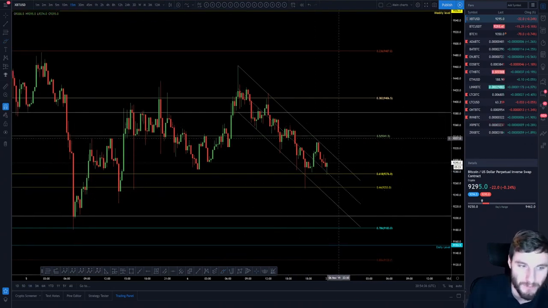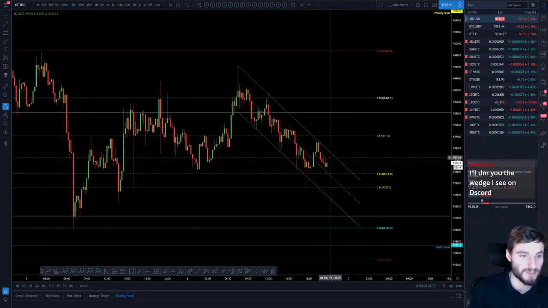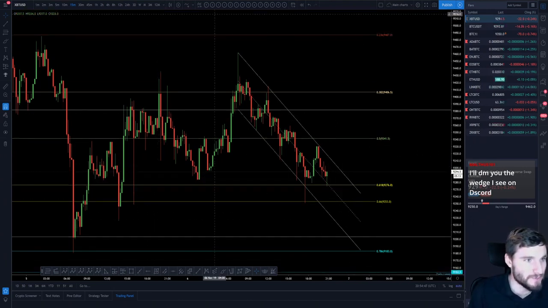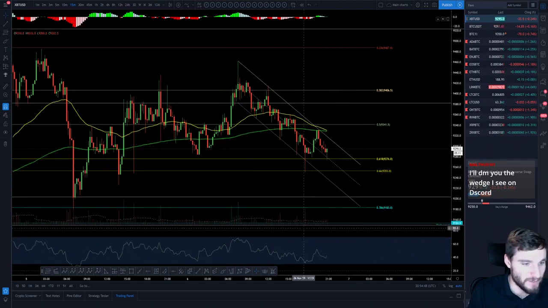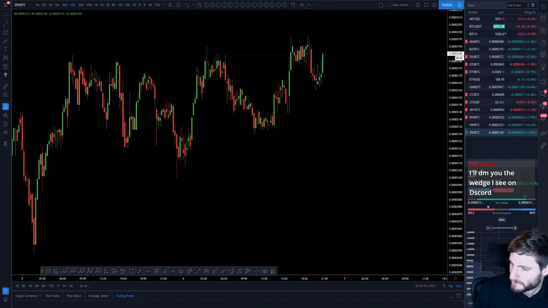If you start breaking up from here, especially 9,330, I could close out this early, if I'm honest, and look for a long. So yeah, I don't think it's a picture perfect falling wedge in my opinion. It's really not a perfect falling wedge. But that's my perspective.